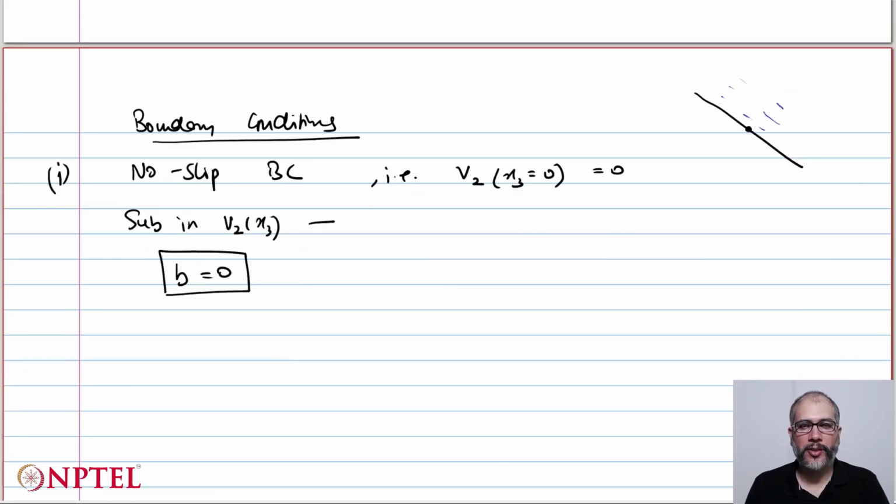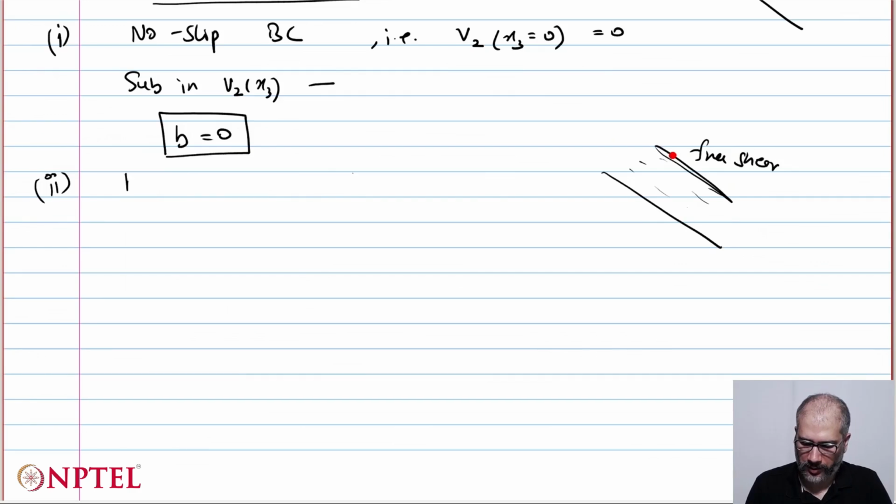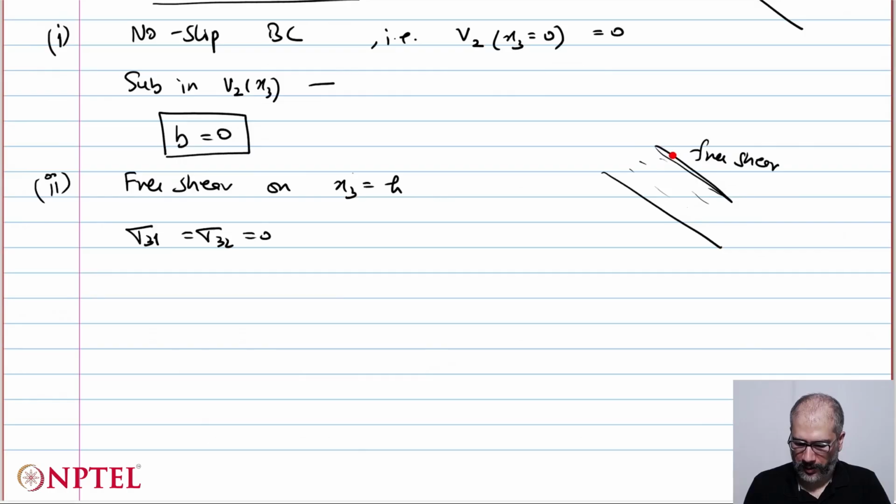Now we need one more boundary condition to get the other constant of integration. And the other boundary condition we have is on the top of the surface of water, and this condition is called free shear. I'll write the boundary condition as free shear on x3 equal to h. That means sigma 3(1) equal to sigma 3(2) equal to 0. And since sigma 3(2) was mu times v2 comma 3, that is 0. So that basically means that v2 comma 3 is 0.